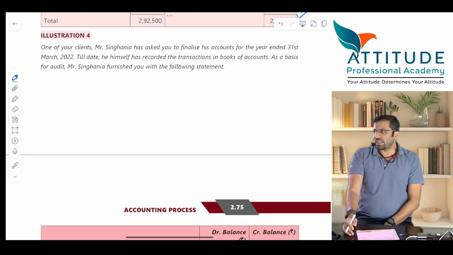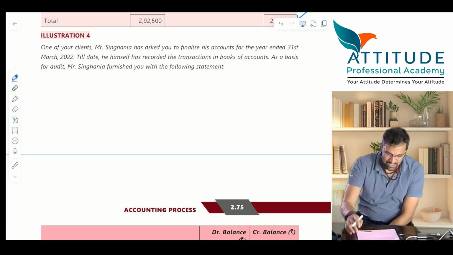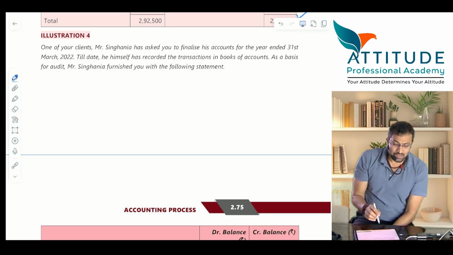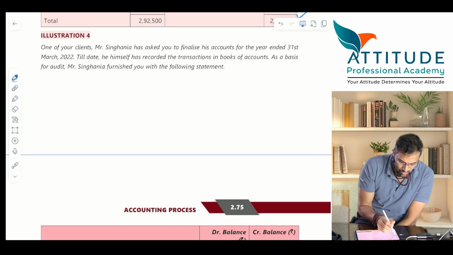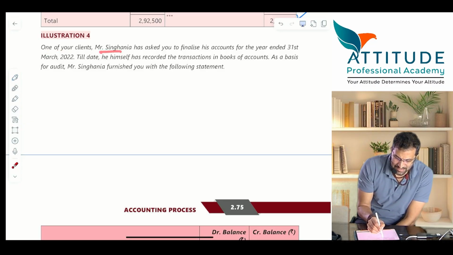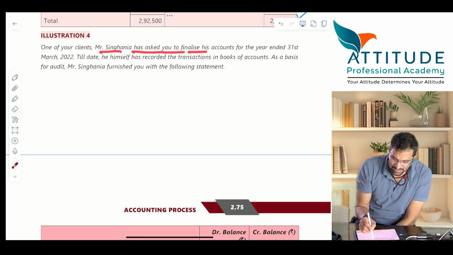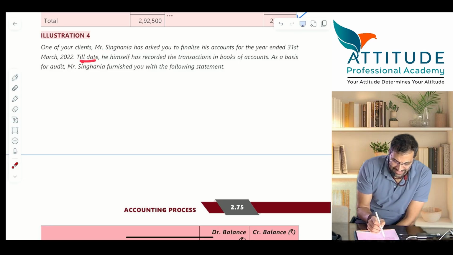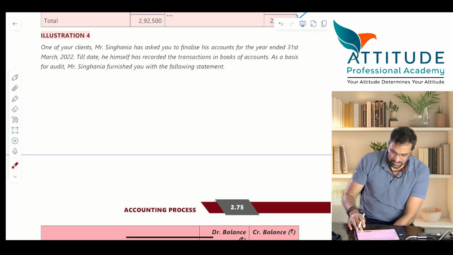Question number 4. Shall we proceed? आ जाओ आ जाओ. Whatever is important I'll ask you to do it. Hear it carefully. One of your clients, Mr. Singhania, has asked you to finalize his accounts for the year ended 31st March 2022. Till date, he himself has recorded the transactions in the books of accounts. As a basis for audit, Singhania furnishes you with the following statement.